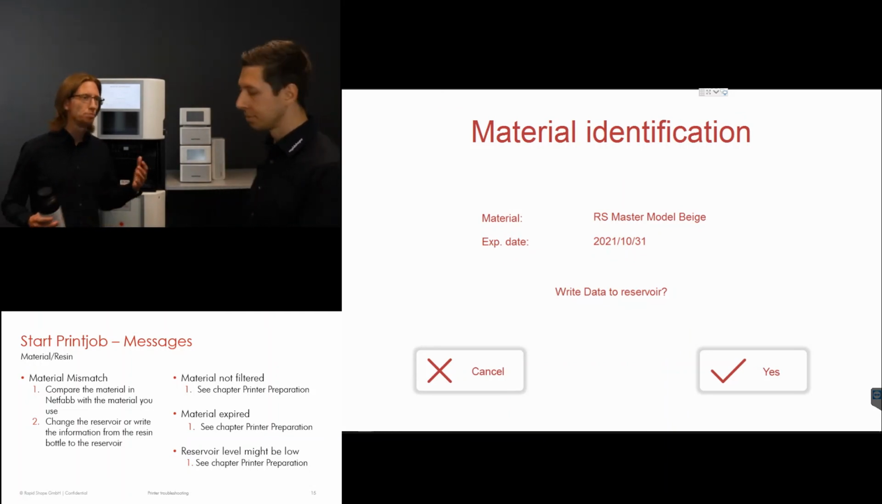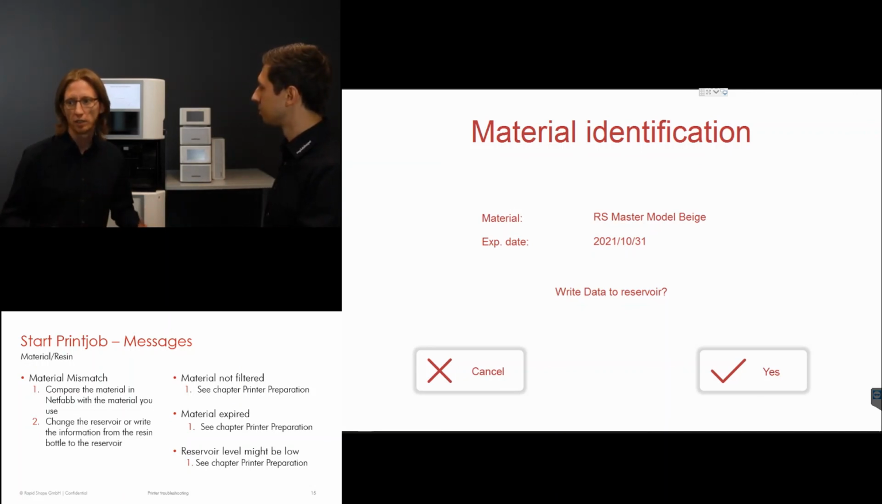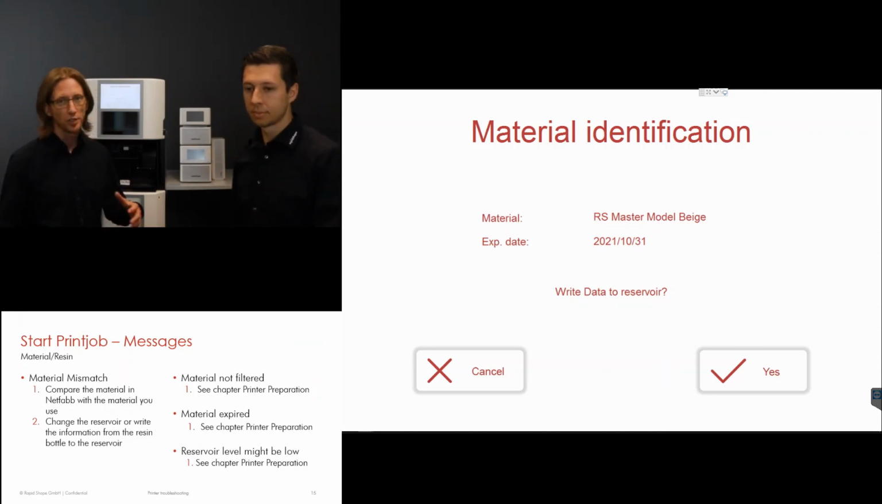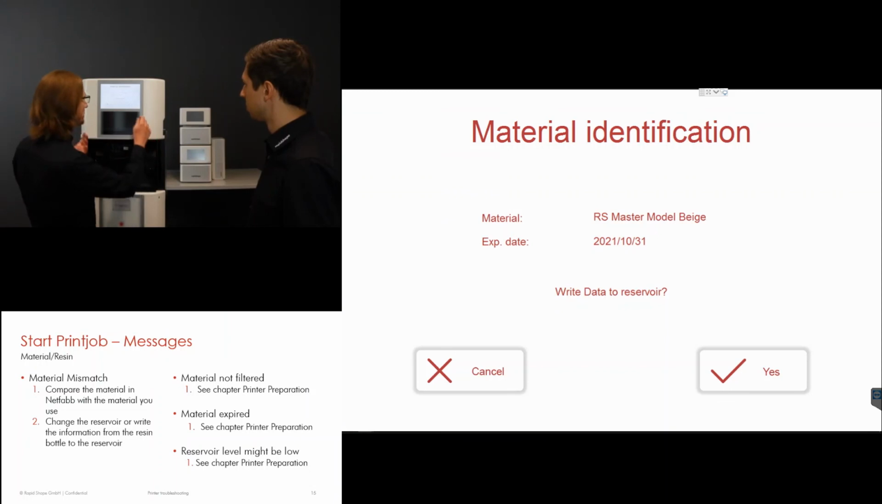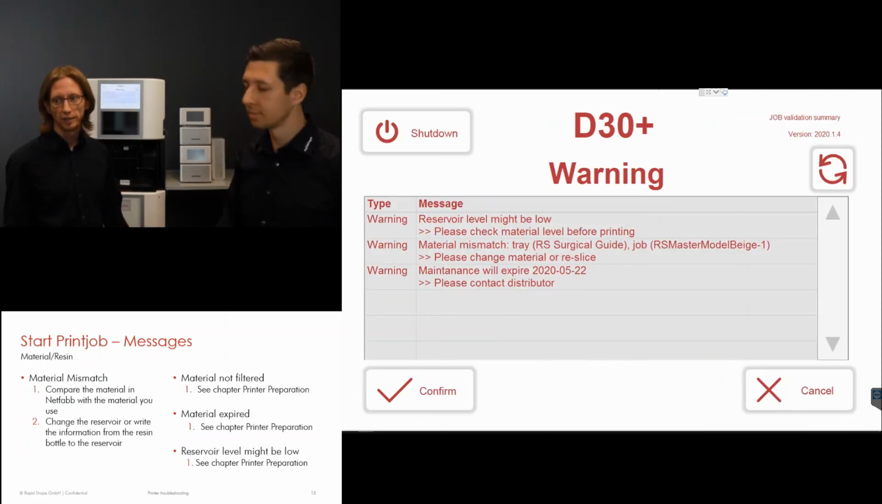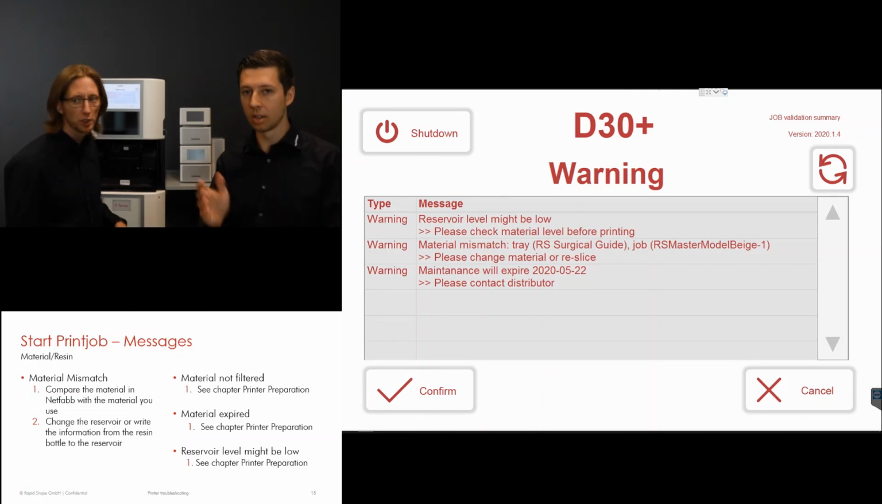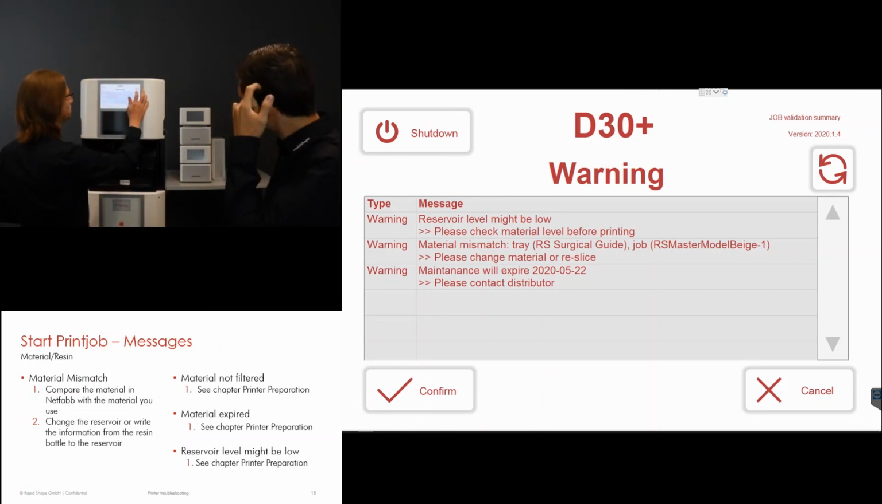So the material bottle was identified with RapidShape Master Model Beige. And we can also see the expiry date of this specific bottle. And now I just want to write the data to the reservoir, and I use the button next, sorry. So now it is written on the reservoir, and as on the previous slide, I would just like to use the button refresh. Exactly, to see what we got here.